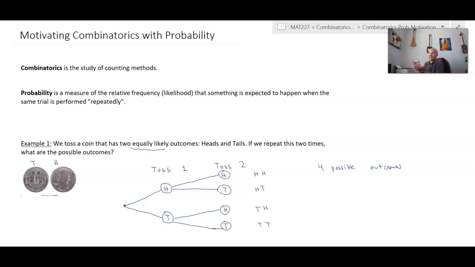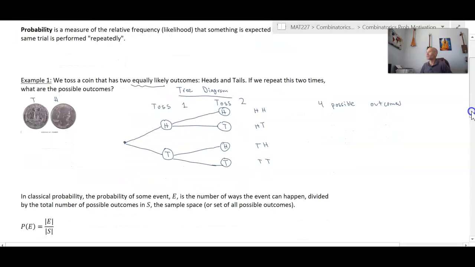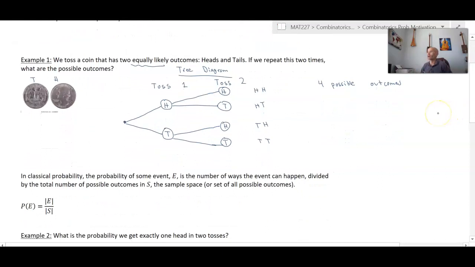So we already have a counting method available. This is by building what we call a tree diagram. It's called a tree diagram because it resembles the branches of a tree, of course. All right. Now, how do we begin understanding probabilities of certain outcomes?